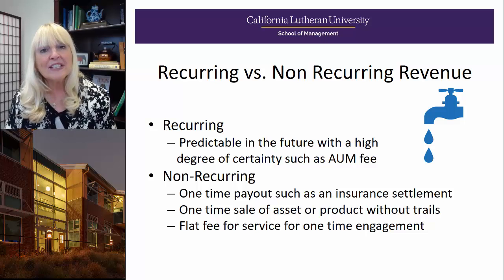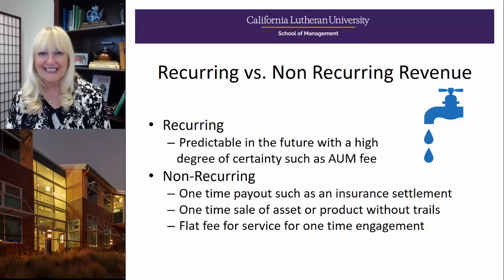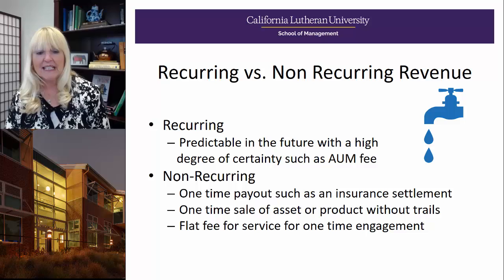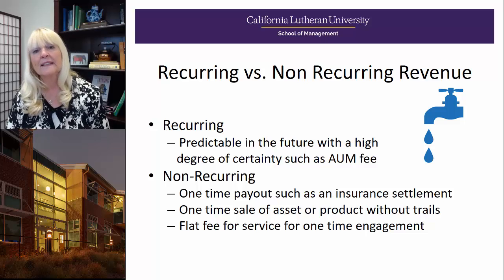Now, on the revenue side, we have both recurring and non-recurring revenue. Recurring revenue is predictable. In other words, you're going to know that if somebody has signed an agreement that you're going to charge them a certain percentage, say 1%, as their assets under management fee, that you're going to collect that fee.